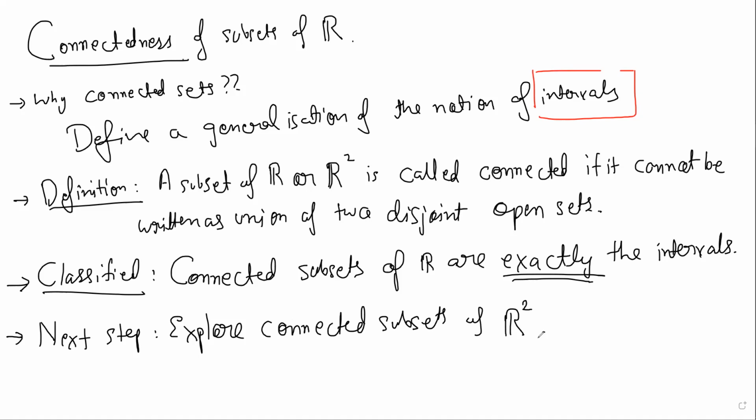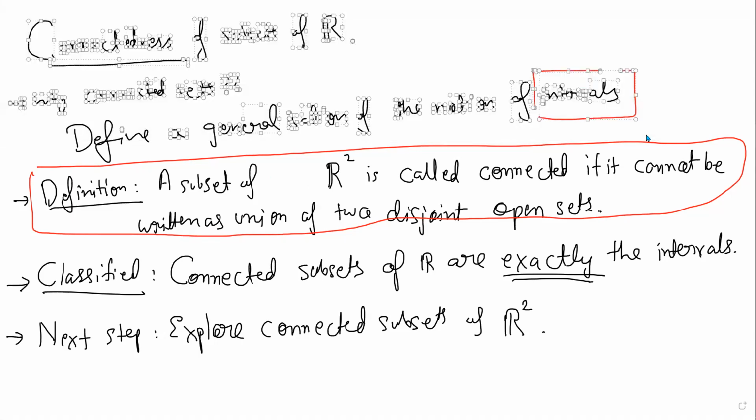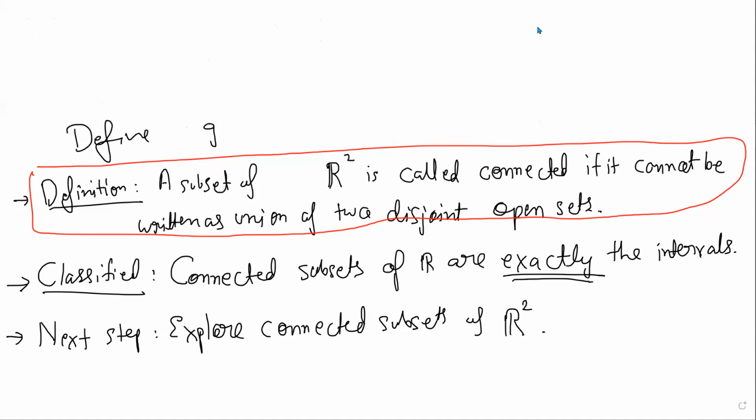Let me give you a few examples and ask you if they are connected or not, and then also we'll try to prove them. Remember that we already have the definition of connectedness in R2. So once again, an open set in R2 will have the same definition.